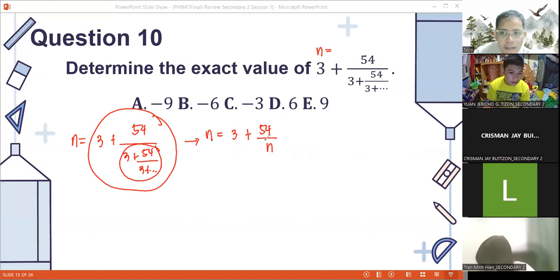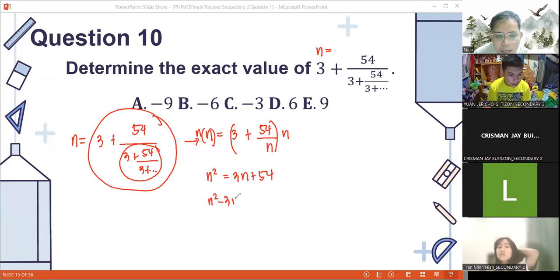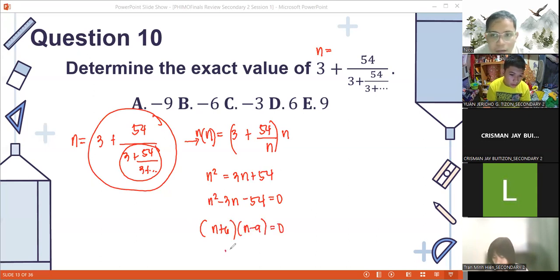So it becomes 54 over n, right? So multiply everything by n. This becomes n squared is equal to 3n plus 54, right? Multiply this by n, multiply this by n. n squared minus 3n minus 54 is equal to 0. Now, get the factors of 54 that when you subtract them, you'll get a difference of 3. So this is going to be n plus 6 and n minus 9, right? So n here is equal to negative 6 and 9.